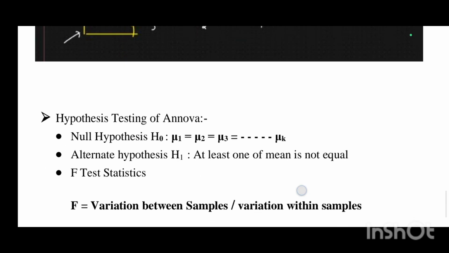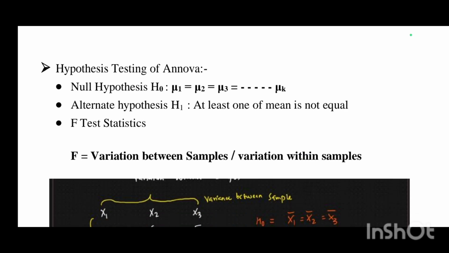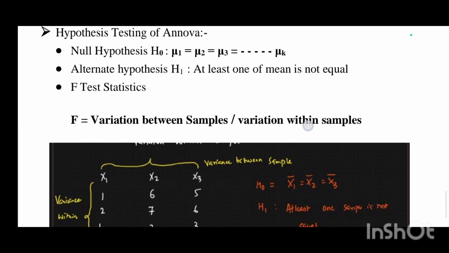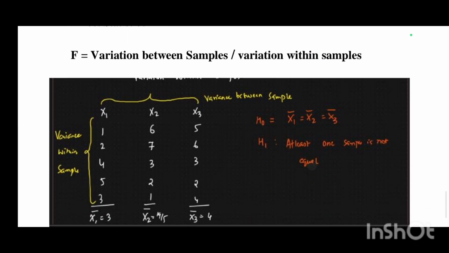Okay, testing of hypothesis. How are you going to test the hypothesis for ANOVA? The null hypothesis: all the means are equal, mu1 equals mu2 equals mu3 and so on up to mu k. The alternative hypothesis: at least one of the means is not equal. F test statistic you can see.